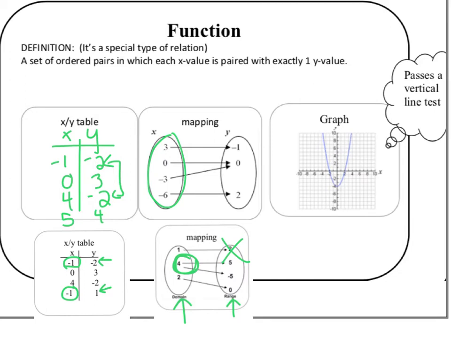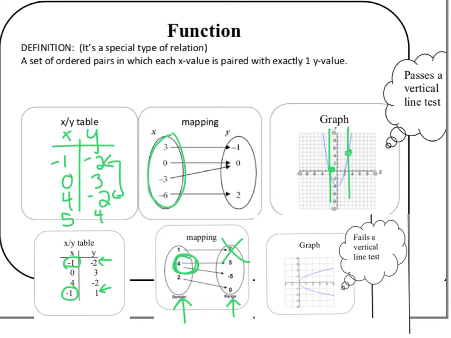Graphs are easy. All you need to do is take a vertical line. Anywhere you draw a vertical line, it can only hit the graph at one point. So no matter where I draw it here, it's only going to hit at one point. And again, on the last slide, you saw that this one here was not a function, just a relation, because if I draw a vertical line, it will pass through the graph twice.